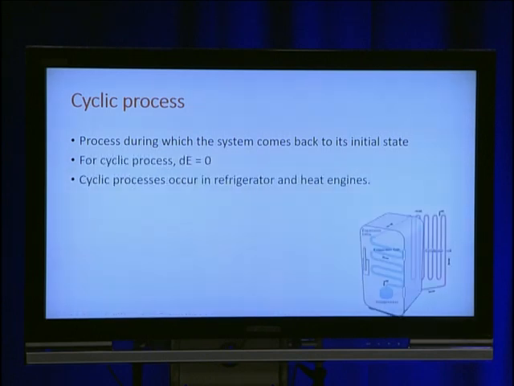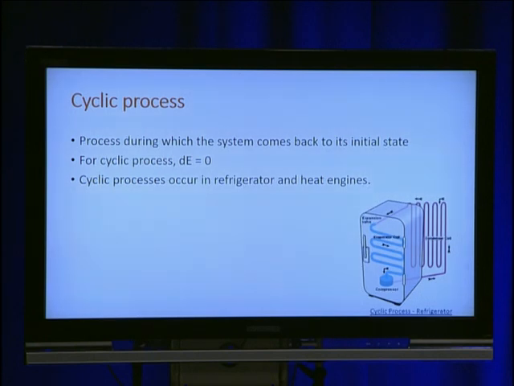Another example of a cyclic process is in the refrigerator. The gases are being cycled and recycled, and the flow of gas takes place in a cyclic manner. The cold gas comes out, then it becomes hot outside, and again the same gas goes into the refrigerator. So, this is a cyclic process. The system comes back to its original or initial state.